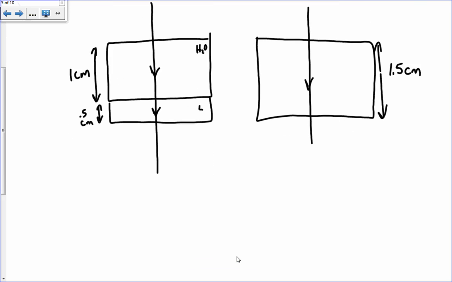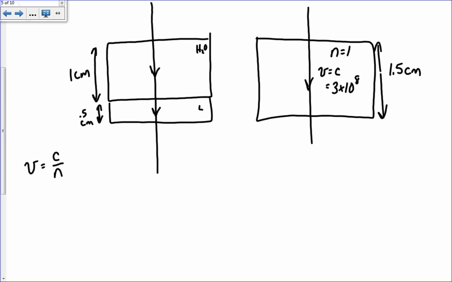I know that the light travels slower in a higher index of refraction. That speed is given as the speed of light over the index of refraction. Now in air, n is equal to 1. So the speed in air is equal to c, which is equal to 3 times 10 to the 8th.